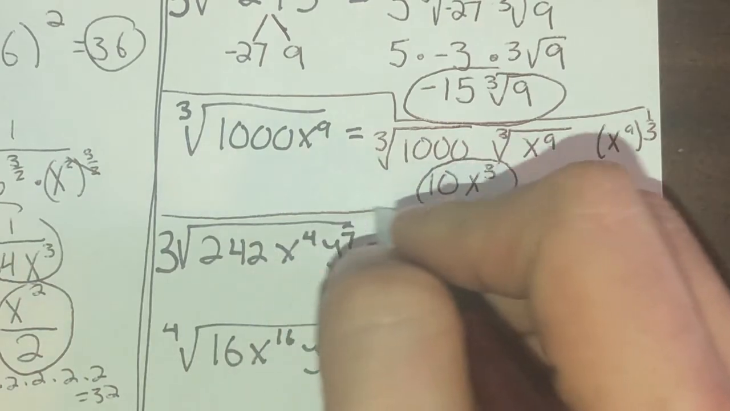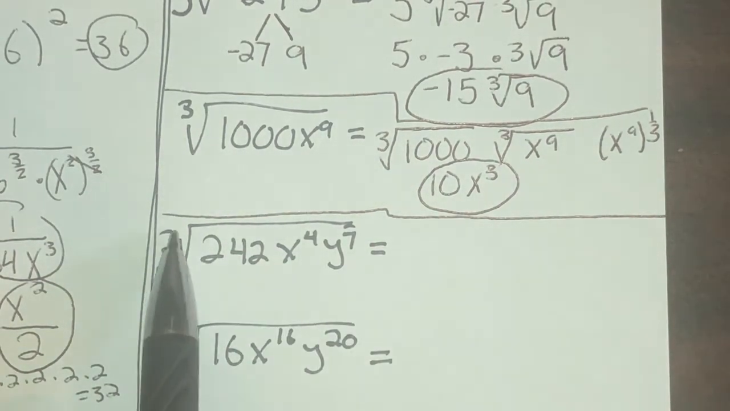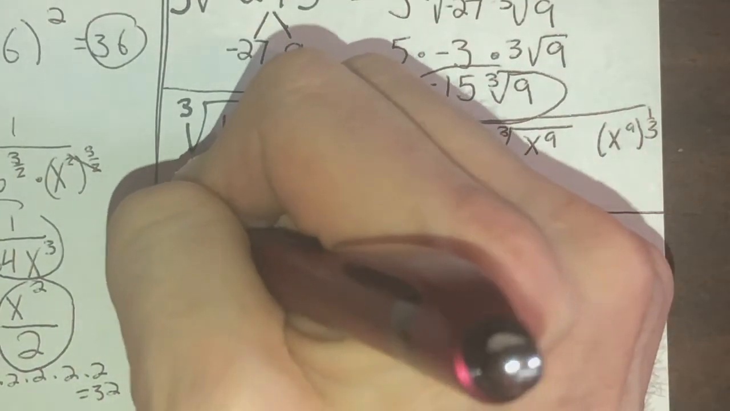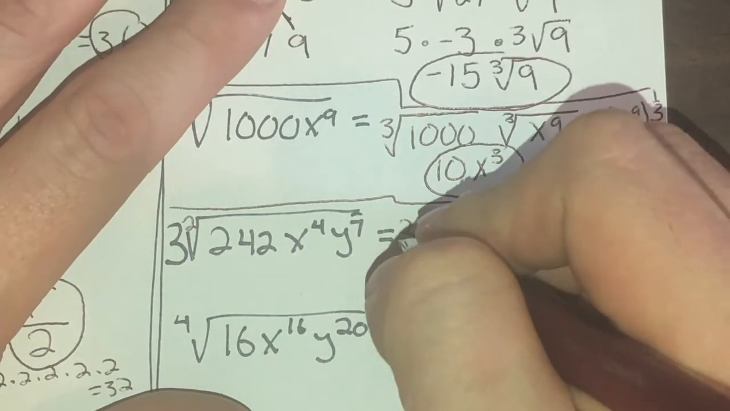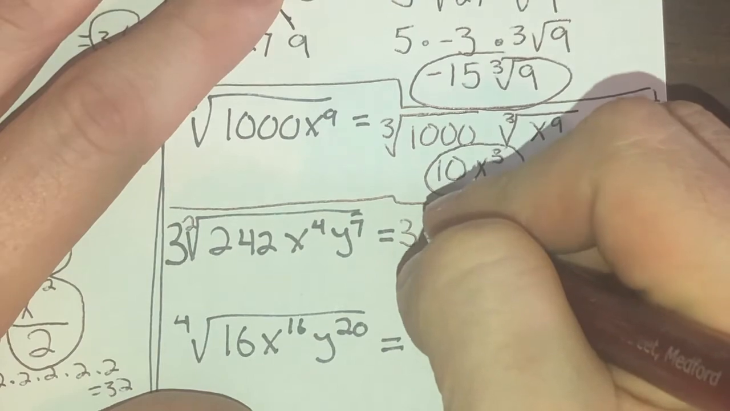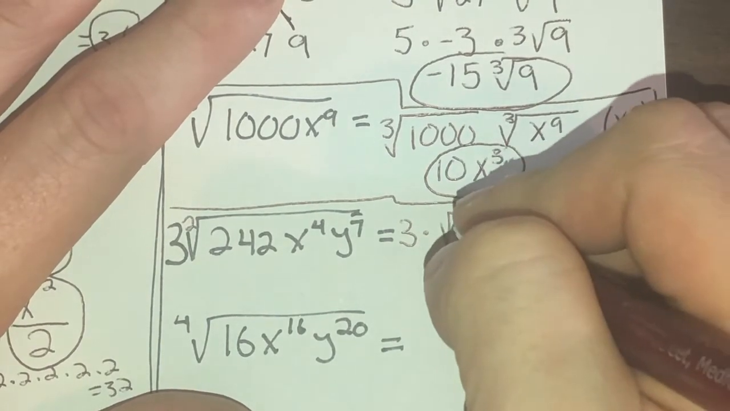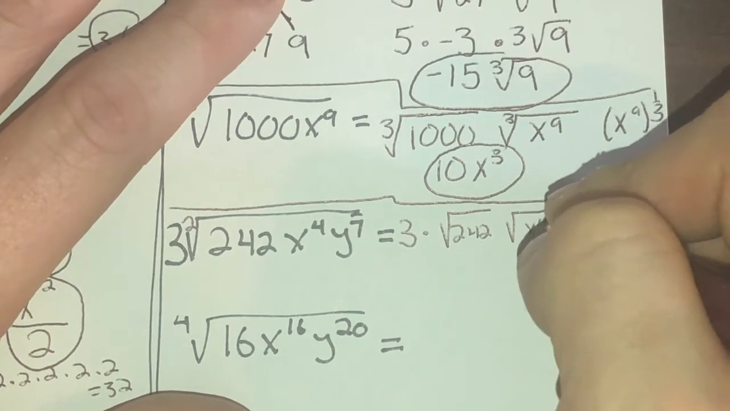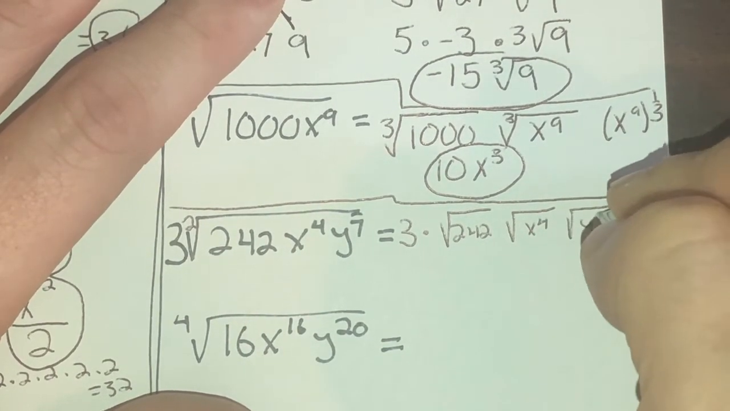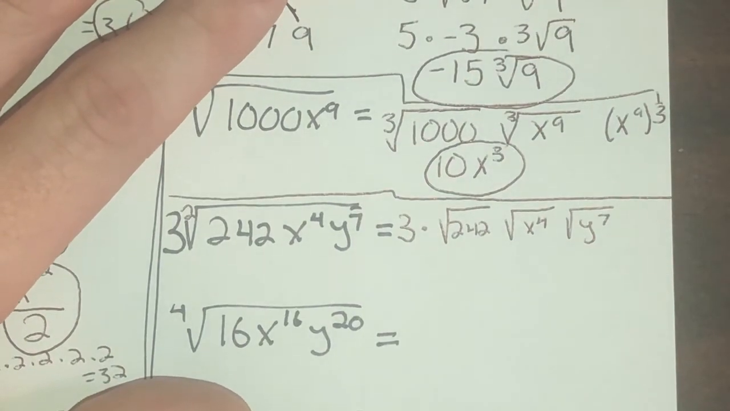All right, now I'm going to look at another example. Notice, what's the index here? The index is 2. Remember, when you don't see an index, it's always 2. Now, whoa, I need to figure out, wow, 242. So let me think. Here's what I'm going to do. I'm going to pull the 3, leave it. Okay? I'm going to do the square root of 242 times the square root of x to the 4th times the square root of y to the 7th, okay?